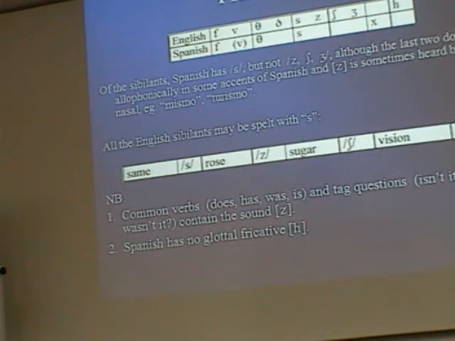The problem, I think, in English is the spelling again, because all the English sibilants may be spelt with a letter S. So same, rose, sugar, vision. There are four different pronunciations of the same letter.